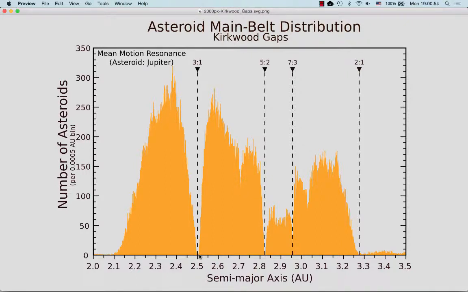There are absolutely no asteroids at that distance. And you can see also here at about 2.8 and a quarter, a little about 2.96. There's some, but it's greatly reduced, and so forth. What we've drawn in here is we've noted the ratio, basically we're noting here that the asteroid would orbit the sun 3 times to Jupiter's 1 time. And that's the clue there, is Jupiter's constant tugs on the asteroid are what make it go away.